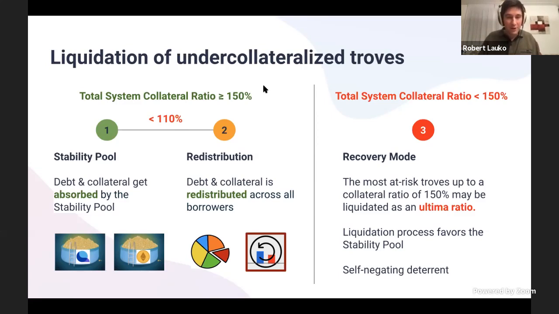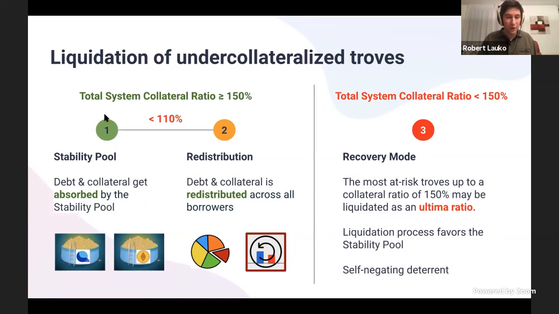So we have to differentiate between two system modes. On the left-hand side, we have the normal, healthy mode of our system, which is the case when the total system collateral ratio is above 150%. Again, this value is subject to simulations, and we may have to adapt it. And then on the other hand, there is a special liquidation mode that would kick in if the total system collateral ratio is below 150%. But let's focus on the healthy, normal operation mode of our system.